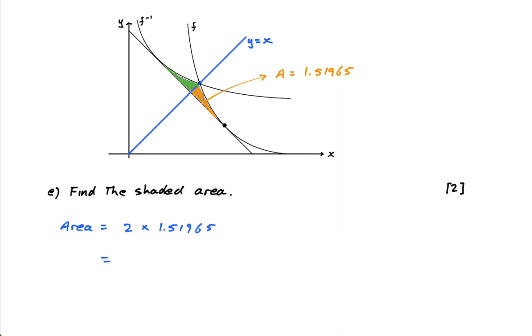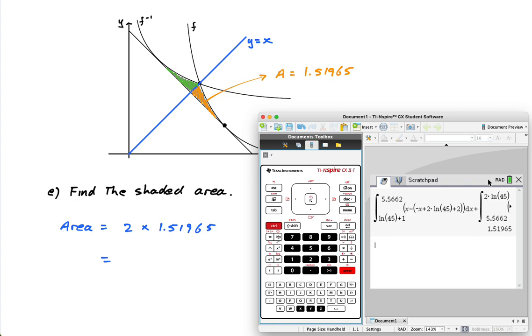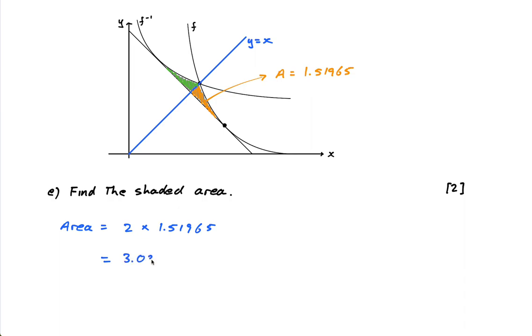2 times 1.51965. And that is, let's just do times 2, 3.03931. This is approximately equal to 3.04. A lot of people worry about rounding a lot, but you'll get the mark for this, no problem. If you just did 1.52 times 2, you'd also get the mark for that.